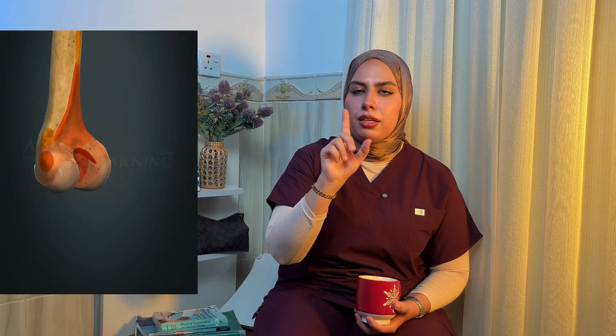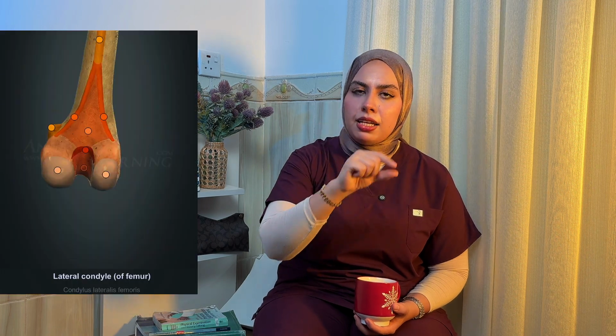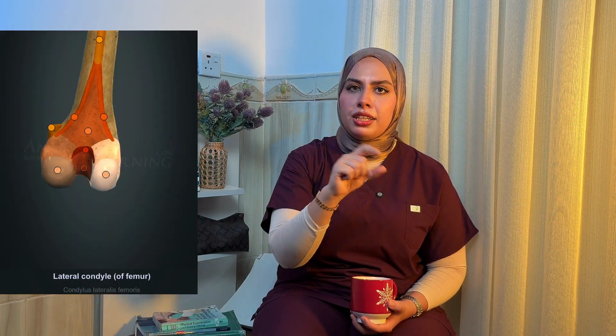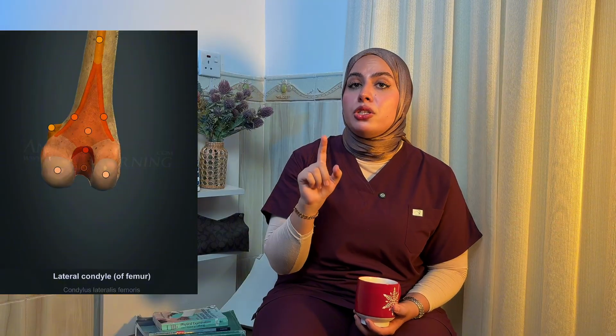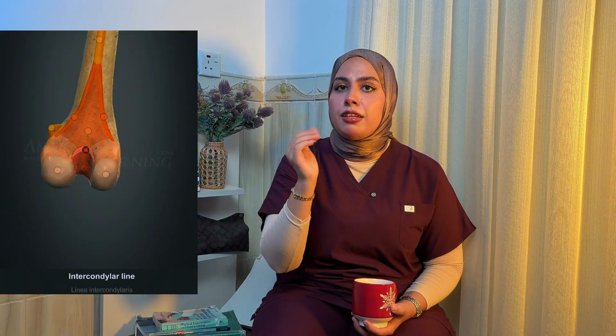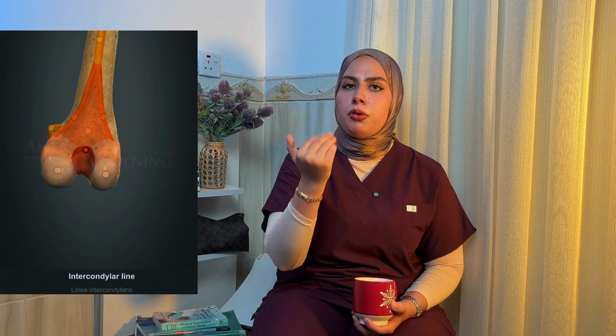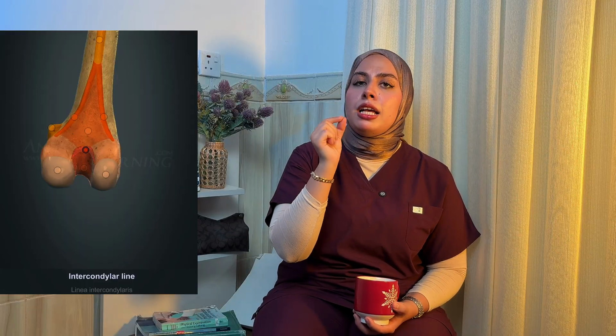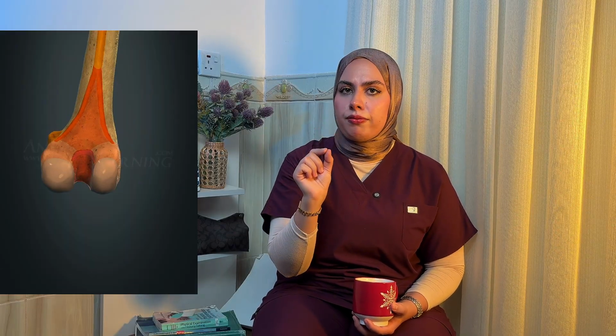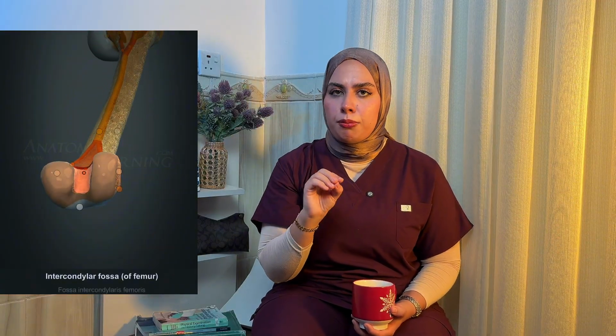One more thing, the medial and lateral condyles look like this, and because there is a line that attaches the two condyles together, it is the intercondylar line. And if we look at it on the inferior part, we have the intercondylar fossa. It's a fossa because it's between the condyles, called intercondylar. So I think that's it on the posterior surface.